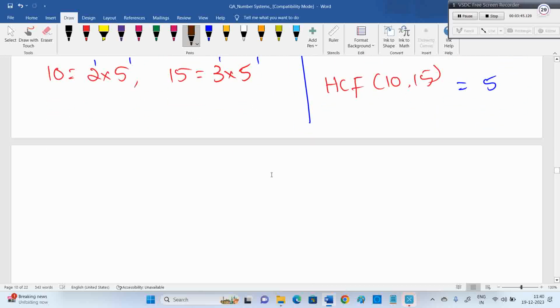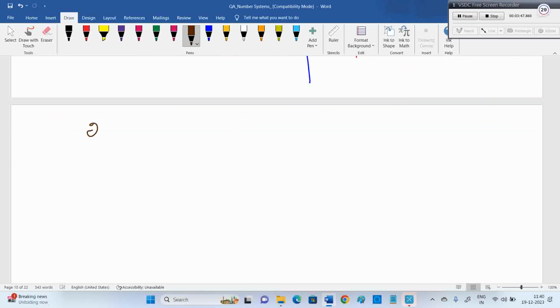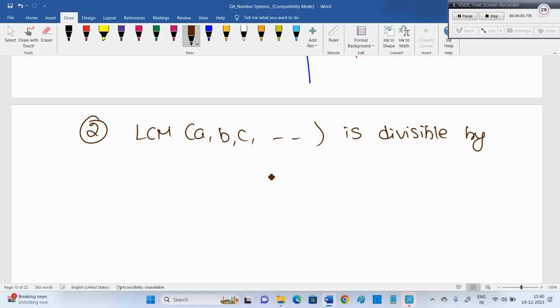Next one, it's not an application yet. We'll go for the applications later. So the second most important thing is that the LCM of A, B, C and so on numbers is divisible by the HCF of A, B, C and so on. It means the LCM for the given numbers is definitely divisible by the HCF. For the previous numbers, 10 and 15, the LCM is 30 and the HCF is 5, and 30 divided by 5 works.